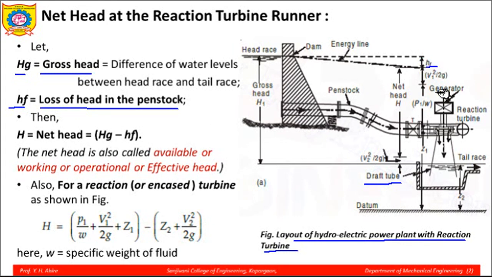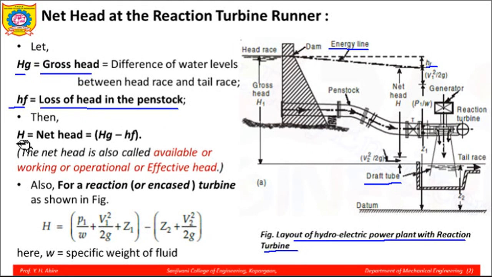Okay, so Hf is shown here. This inclined line represents the energy line, known as the total energy line, and it is sloping down towards the right. Why is it sloping down towards the right? Because the total energy of the fluid goes on reducing as the water flows through the penstock. So Hf is the loss of head in the penstock.